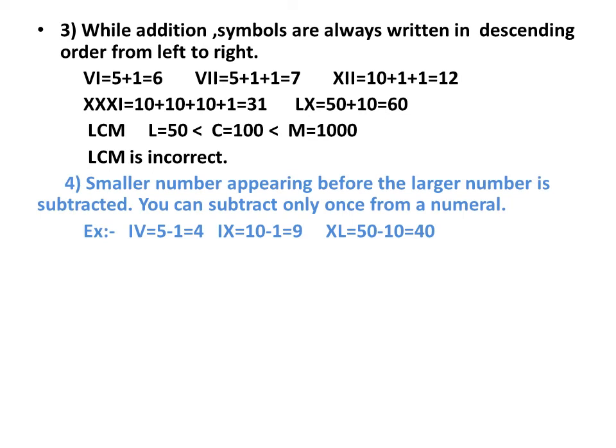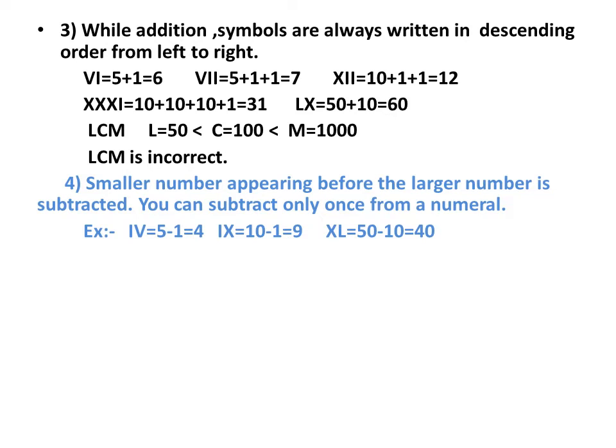Now see rule 4, children. The fourth rule is a smaller number appearing before the larger number is subtracted. You can subtract only once from a numeral. See the example here. IV. I stands for 1 and V stands for 5. And I is smaller than V. And I is at the left side and V at the right side.